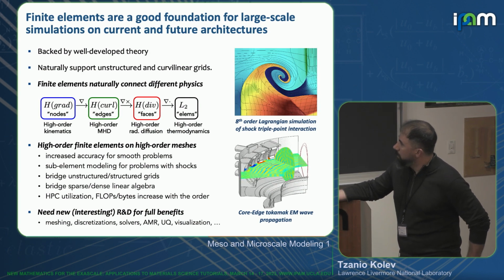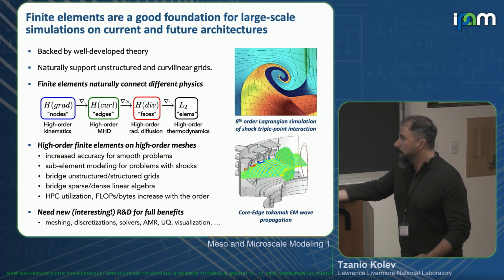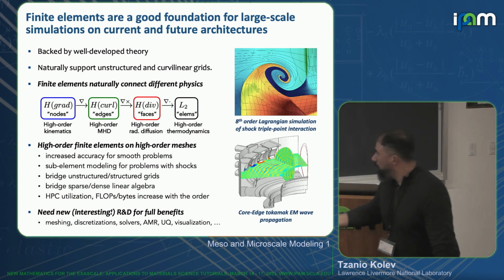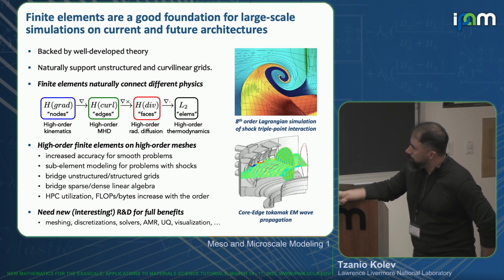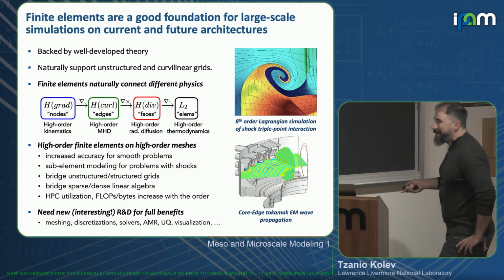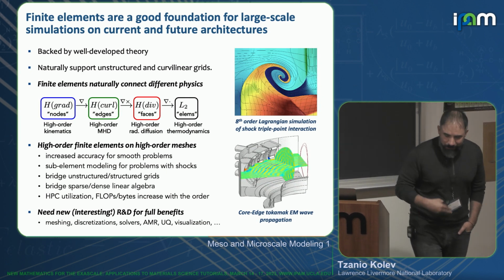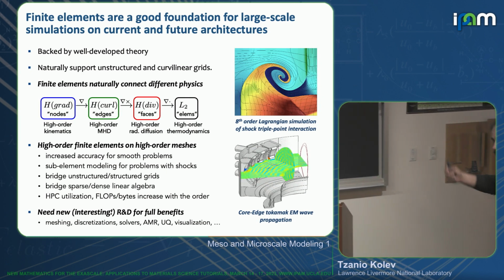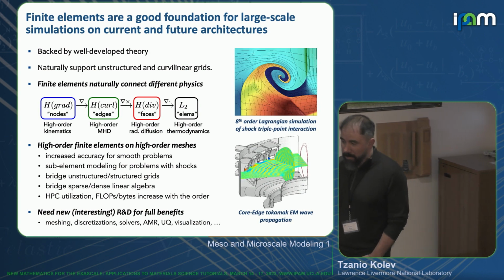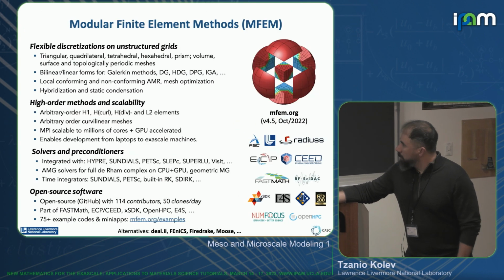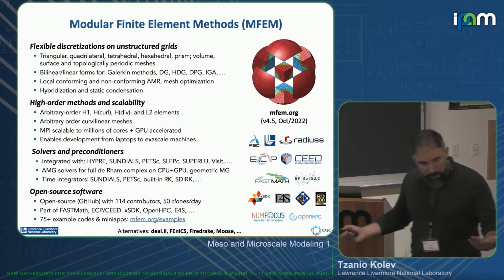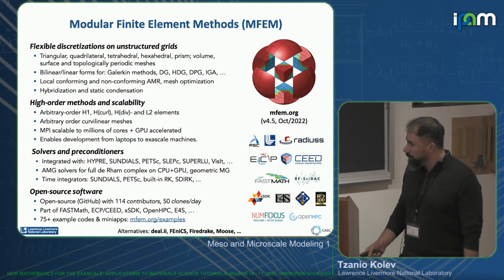So this is another example. This was a compressible flow. This is an example of an electromagnetic simulation of core-edge tokamak electromagnetic wave propagation for fusion. This is not free. It comes at the cost of having to do new and interesting math, which is also a plus in my book. But you have to be very careful because with great power comes great responsibility. High-order finite elements can express a lot, but they can also get out of control very easily. Gibbs phenomena and things like that. All right, so I'm going to focus on talking about MFEM, which is our library for finite element methods at Livermore.